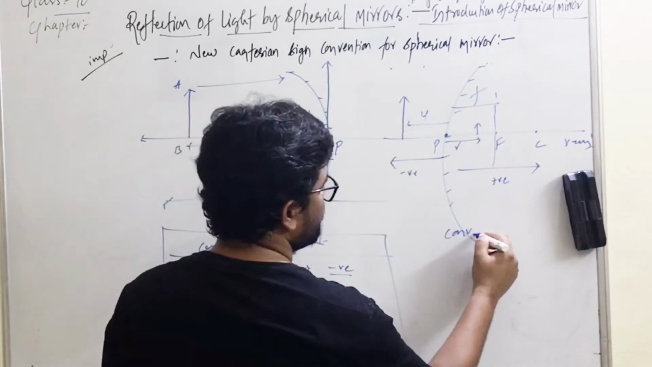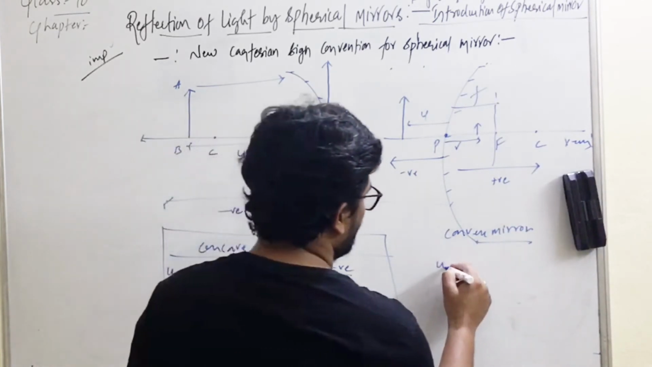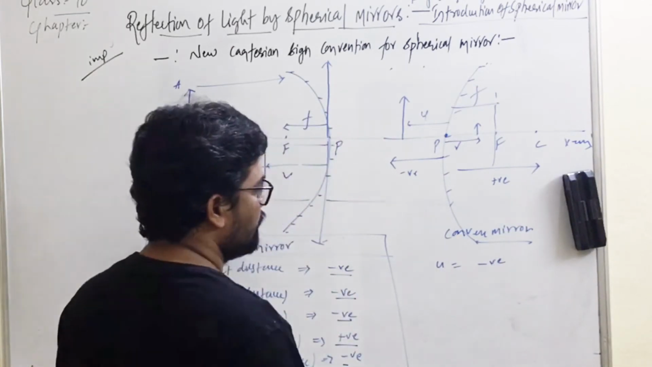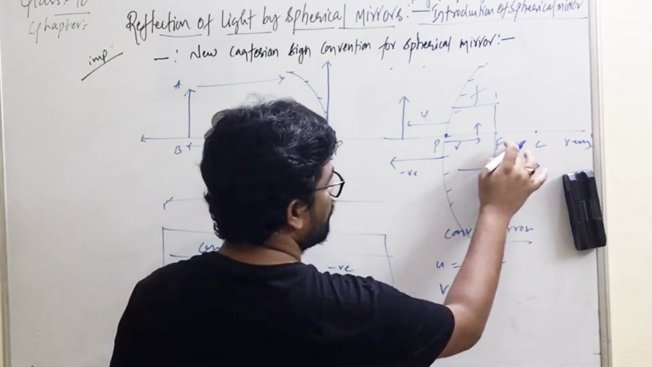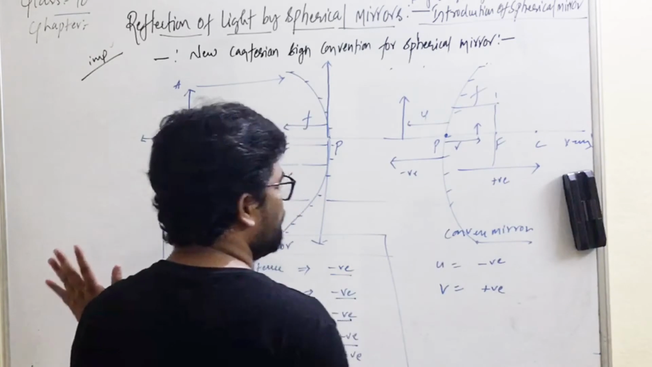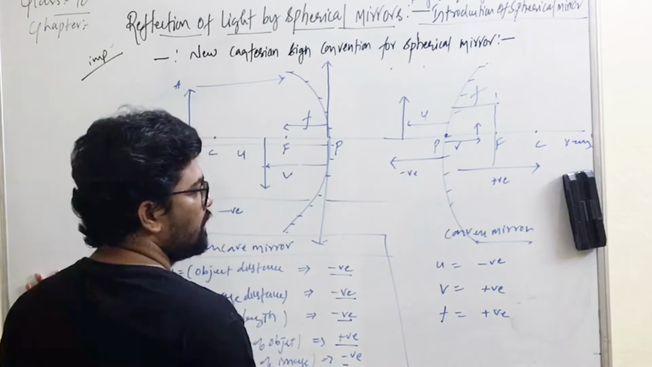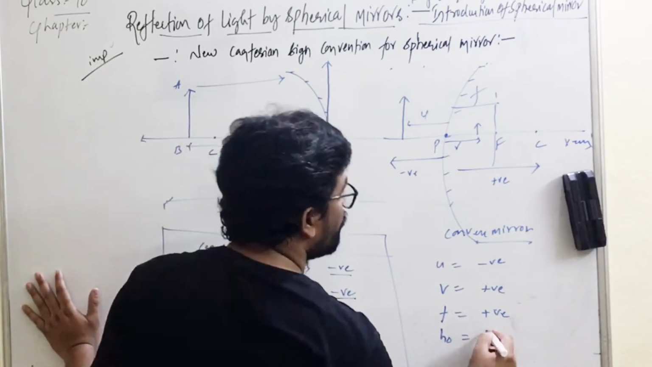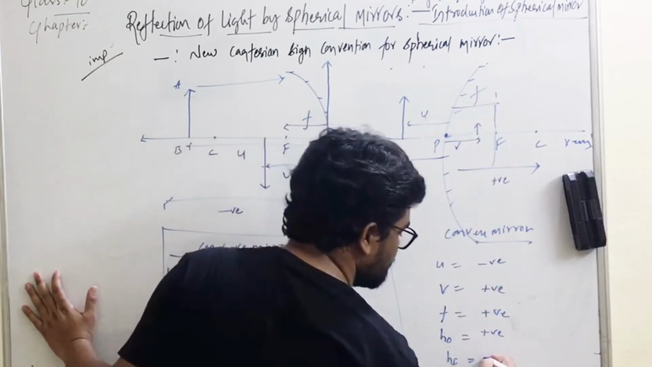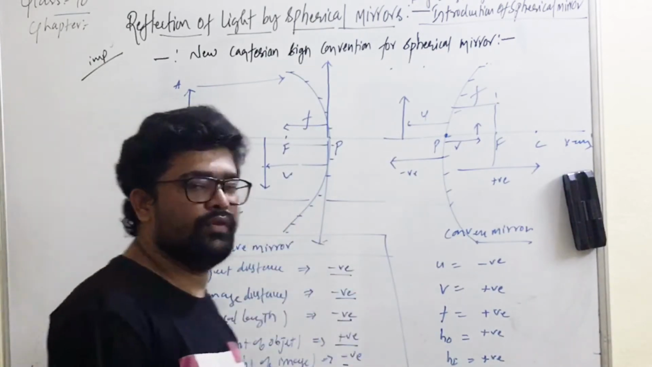So for convex mirror, u, that is object distance, is negative, it is on the left side. Image distance v is on the right side, so it is positive. जो भी रहो, right side पे रहा तो positive, left side पे रहा तो negative. f is positive, ठीक है? Now height of an object h0 above the principal axis, positive. Height of the image is also above the principal axis, right? Positive. So these are the sign conventions for concave and convex mirror.